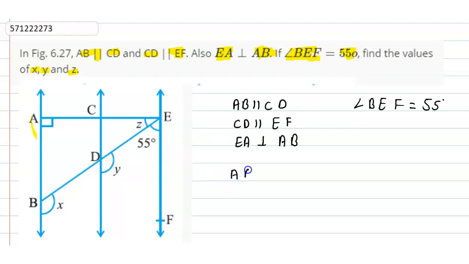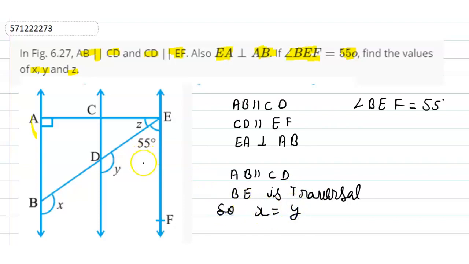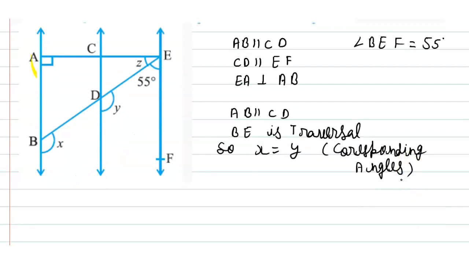So write that AB is parallel to CD and BE is a transversal. So we can write that X is equal to Y, because X and Y are corresponding angles. So we got X and Y from here.